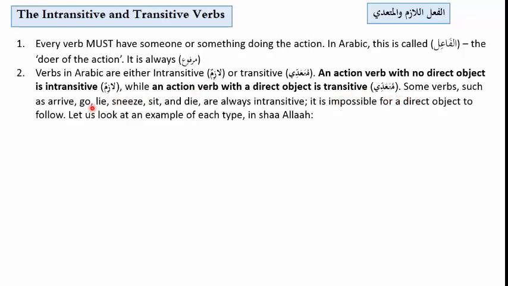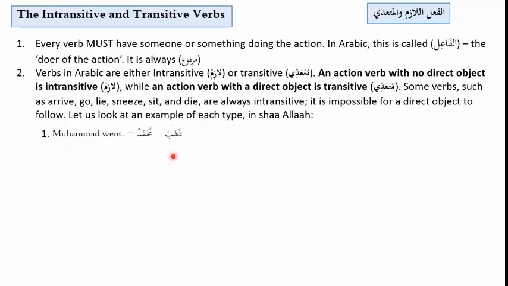Some verbs such as arrive, go, wasala, dhahaba, etc., lie, sneeze, sit, and die are always intransitive. Right? If you say he died, that's it. There is nothing else beyond that. There is no object. He died. It's a complete sentence. It is impossible for a direct object to follow. Let us look at an example of each type, inshallah.